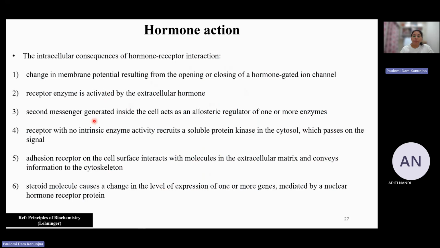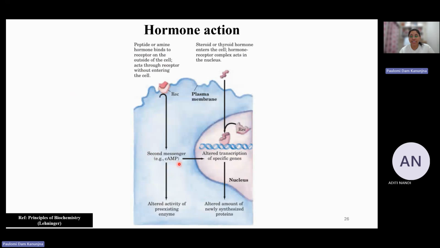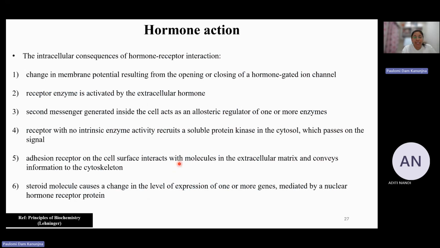Or your receptor enzyme is activated by the extracellular hormone. Let's say your receptor is an enzyme in itself, and the binding of the hormone activates it, and then it has several catalyzing activities that it will be doing after binding to the hormone. Or you have a second messenger generated inside the cell, which acts as an allosteric regulator for one or more enzymes. So if you see in the previous slide, you have a secondary messenger, let's say cAMP. This cAMP could bind to several other enzymes, and enhance or decrease the activity of several other components, right?